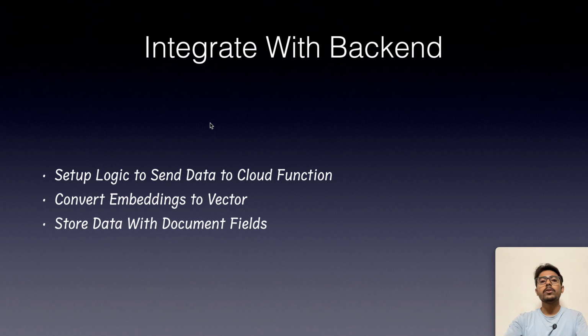So now we are going to integrate the functions with the backend. We need to set up the logic to send the data to Cloud Function from our Node.js backend. Then we convert the embeddings that we receive to a vector, which Firestore can understand. Lastly, we store the data with document fields, the other fields, into Firestore. So now let's get to the code.